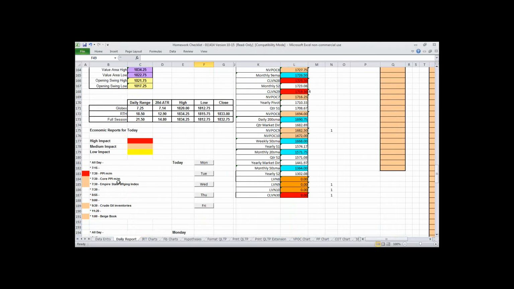News for the day: we had PPI at 7:30. Didn't really give us much move at all. We've got crude coming up at 9:30, and then we got Beige Book at 1 o'clock. Of course, right now I think the risk is headline risk with any of these Fed members opening their mouths and making statements to the public on how they feel or what they think the Fed might do in terms of tapering this year.